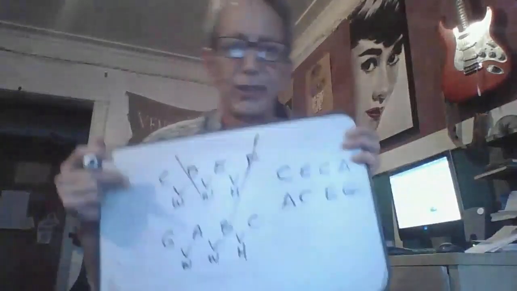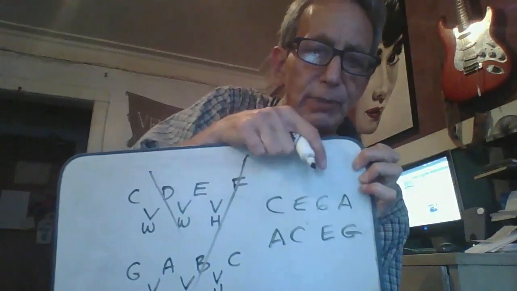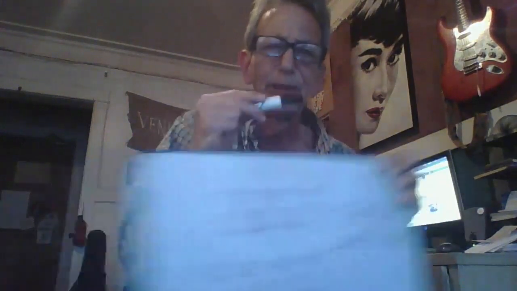Let me outline it for you. C major six, A minor seven. All right, so ignore this stuff over on this side. C, E, G, A, A, C, E, G. Well, if you look closely, those are the same four notes. So how can those chords possibly be different? All right, so here's A minor seven: A, C, E, G.